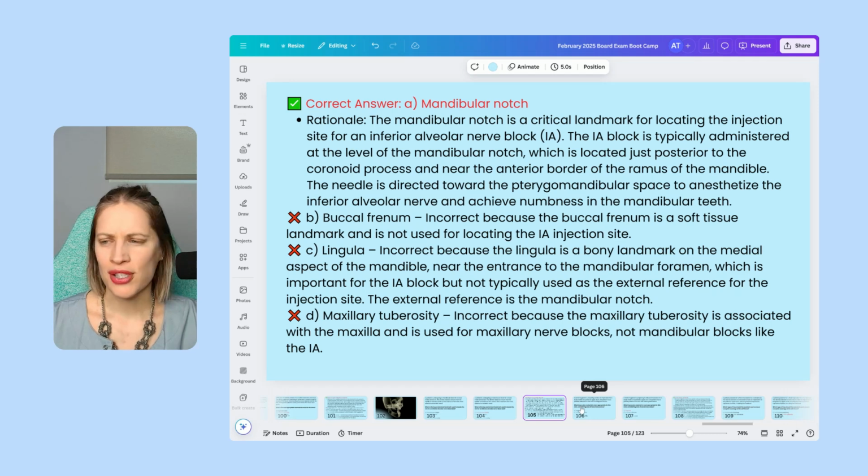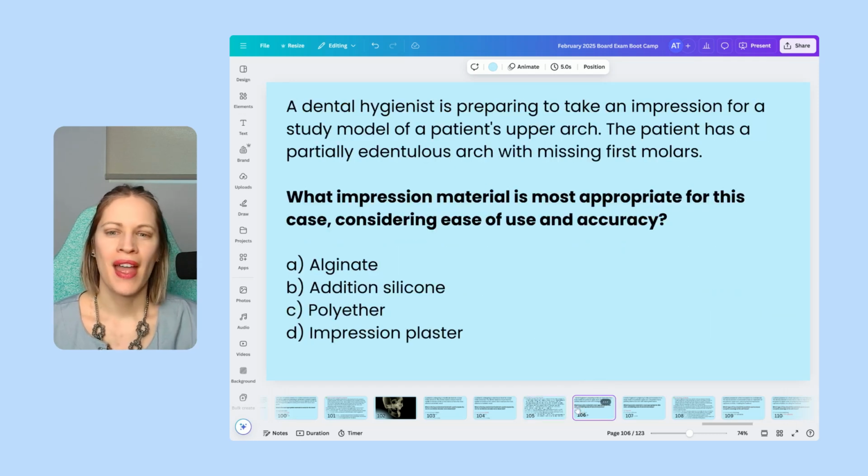Let's go through one more just to really test your knowledge here. A dental hygienist is preparing to take an impression for a study model of a patient's upper arch. The patient has a partially edentulous arch with missing first molars. What impression material is most appropriate for this case, considering ease of use and accuracy?